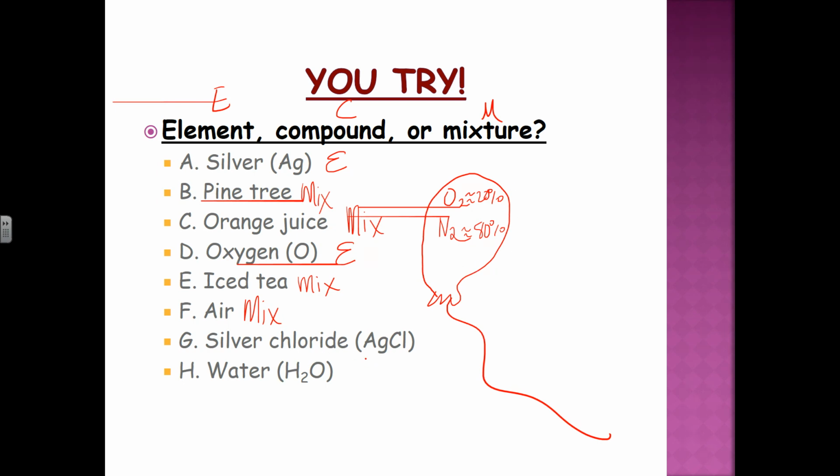Silver chloride. You've got silver, you've got chlorine. Look at your formula. There are two elements bonded together, so that's a compound. And then finally, H2O, water, made up of two hydrogens and one oxygen. Hopefully you said that was a compound.